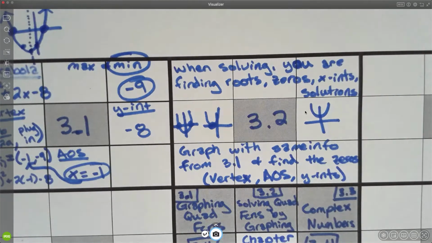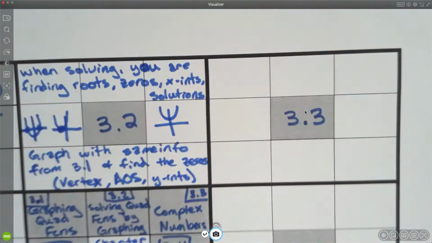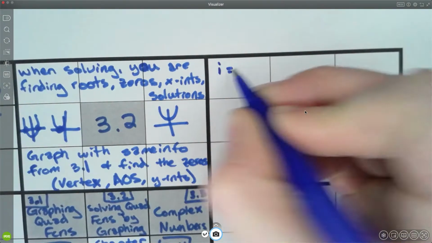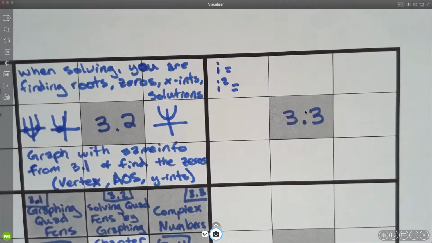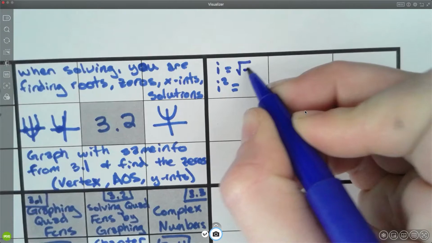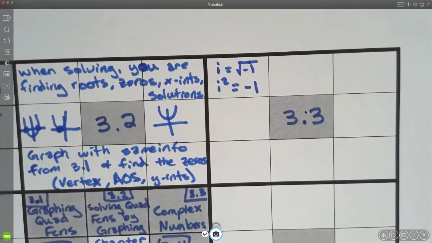Section 3.3 was complex numbers. What were complex numbers? Those are imaginary numbers. Imaginaries are parts of complex numbers. I and I squared. Okay, what is I equivalent to? The square root of -1. Now what is I squared then? Just -1. Those are the two very, very important things to remember from this section.